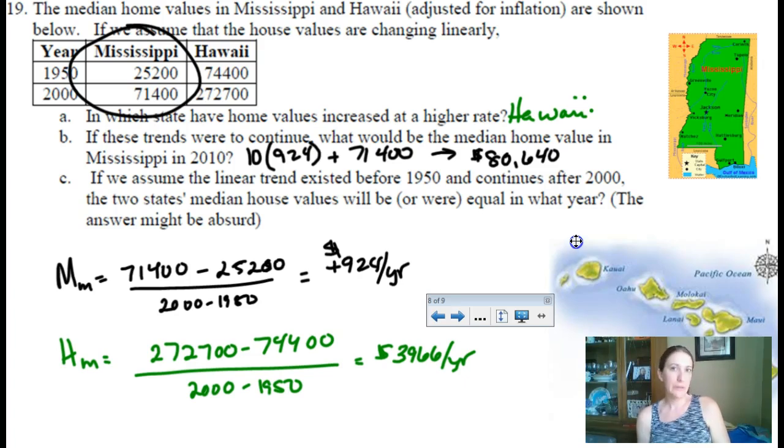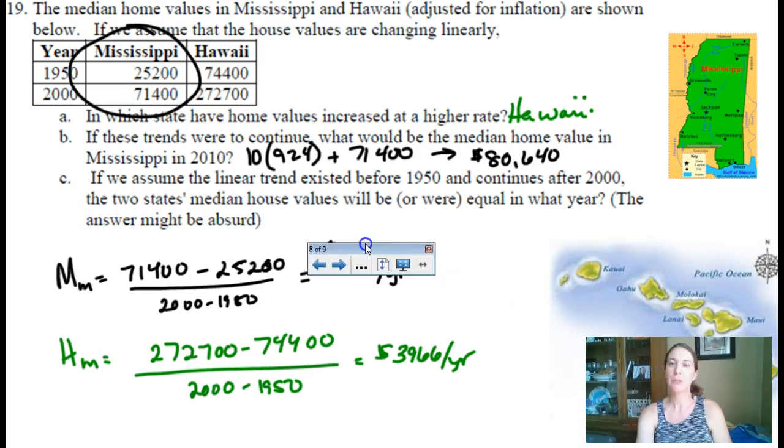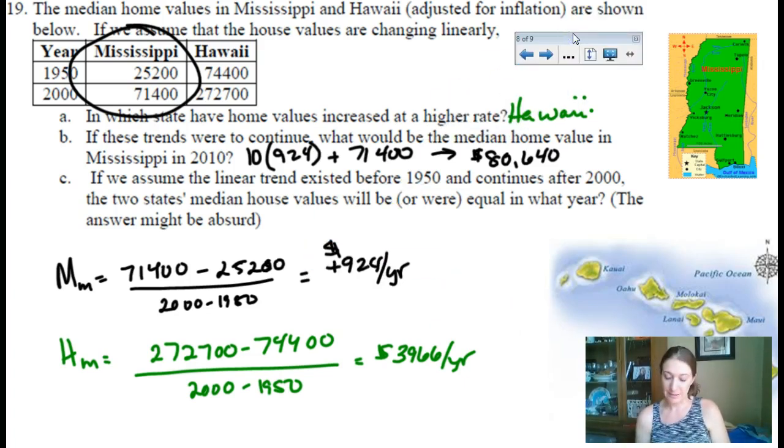When were they equal? I love the little note. It might be absurd. Yeah, well, that's what it's going to be. All right, so we have to write an equation, or at least an expression, that represents the median home price for Mississippi and Hawaii. Then we have to equate them like we did with the jewelry store problem.